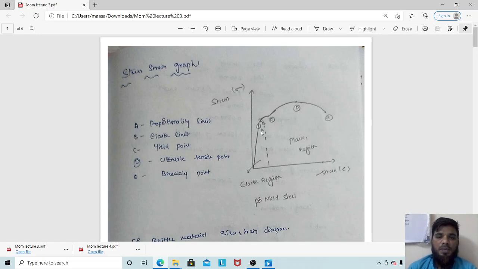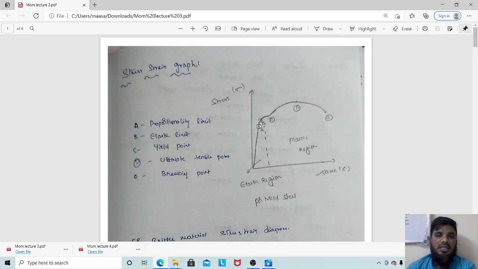Again, after the proportionality limit, if you still increase the stress, there will be a point where the material is still elastic. Along this whole range, the material will be elastic itself. Even after the proportionality limit, even though the stress and strain are not proportional to one another, it will again be elastic only.